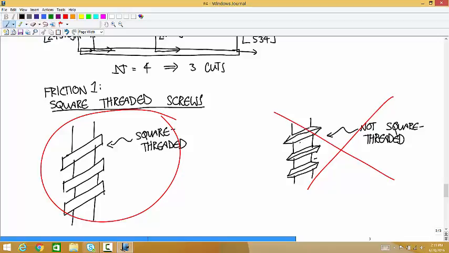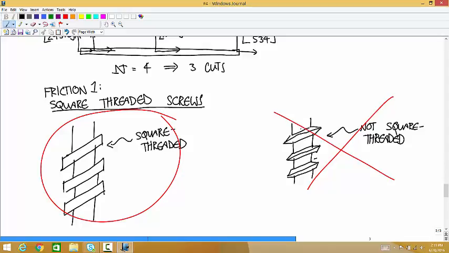These non-square threaded screws are easier to machine, and so for applications where these aren't going to be supporting big loads, these are used. Square threaded screws are better at supporting big loads, like, for example, in a car jack. You use square threaded screws because it has to support a really big force applied parallel to the screw.